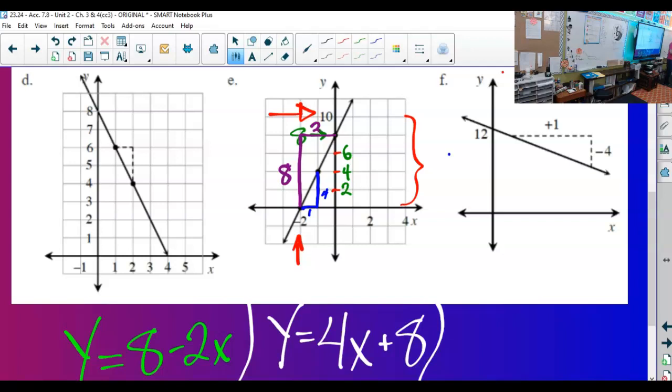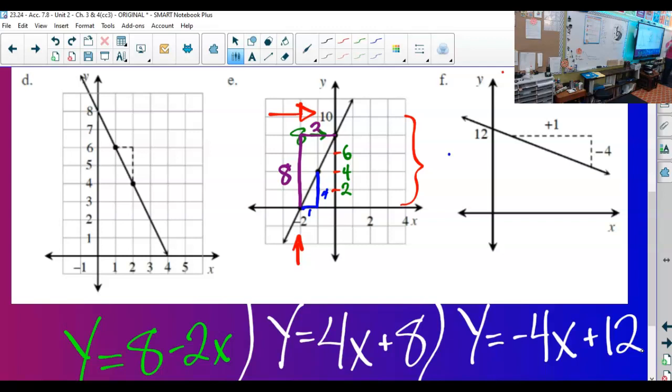And F, guys, this worked this morning. Can we all agree that we will default to mx plus b? I want us all to say the same thing at the same time, because it's so rewarding when it happens. For F, the equation would be y equals 4x plus 12. Actually, negative 4x plus 12.